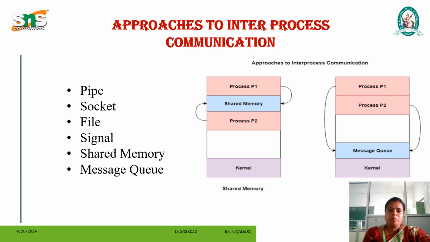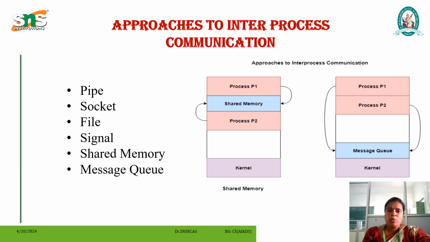Next one, signal. Signals are useful for inter-process communication in a limited way. There are some messages that are sent from one process to another process. Normally signals are not used to transfer data but are used for remote commands between processes. Next one, shared memory. Shared memory is memory that can be simultaneously accessed by multiple processes. This is done so that the processes can communicate with each other. All POSIX systems as well as Windows operating systems use shared memory.